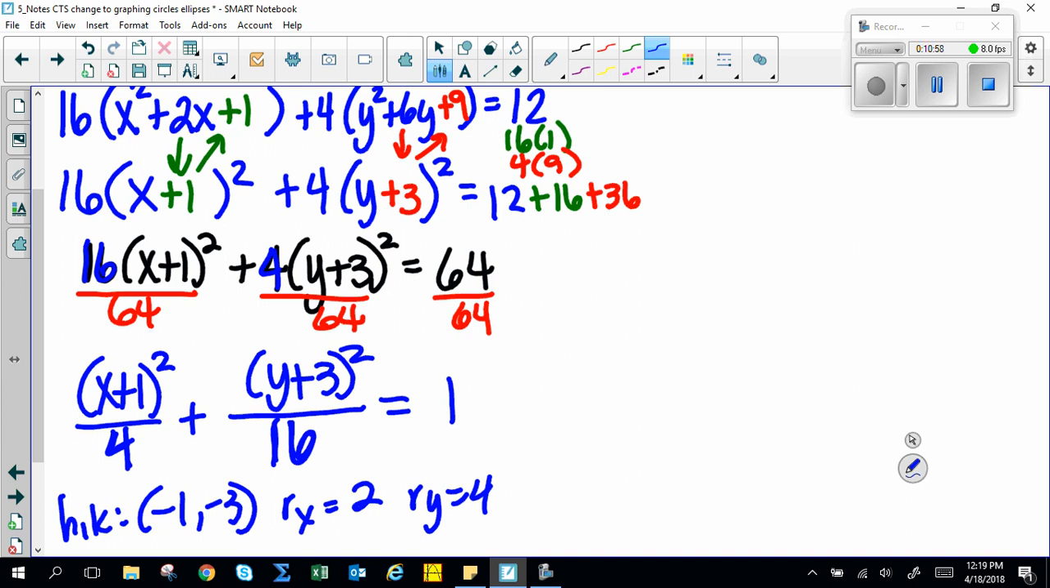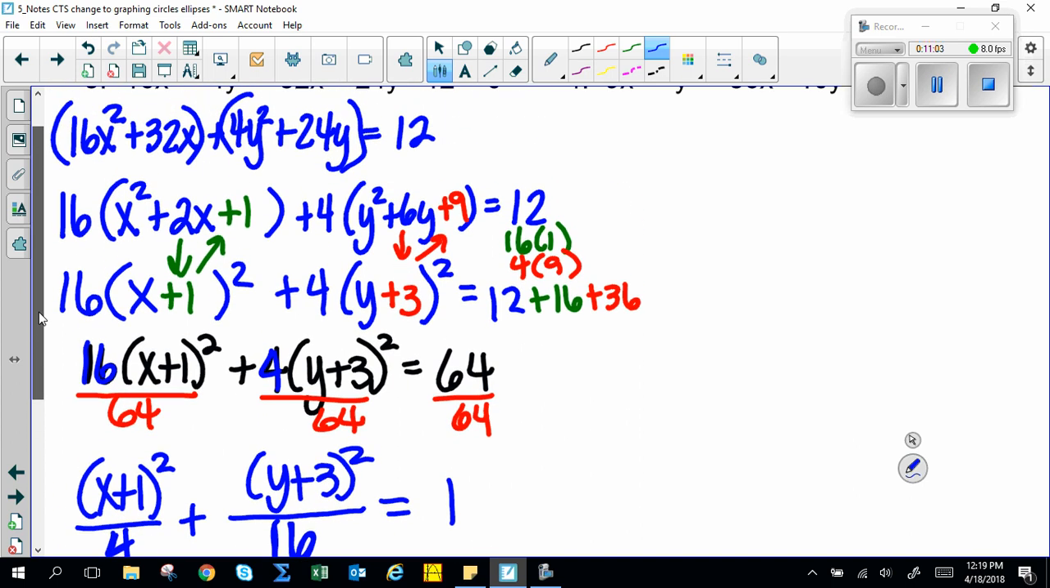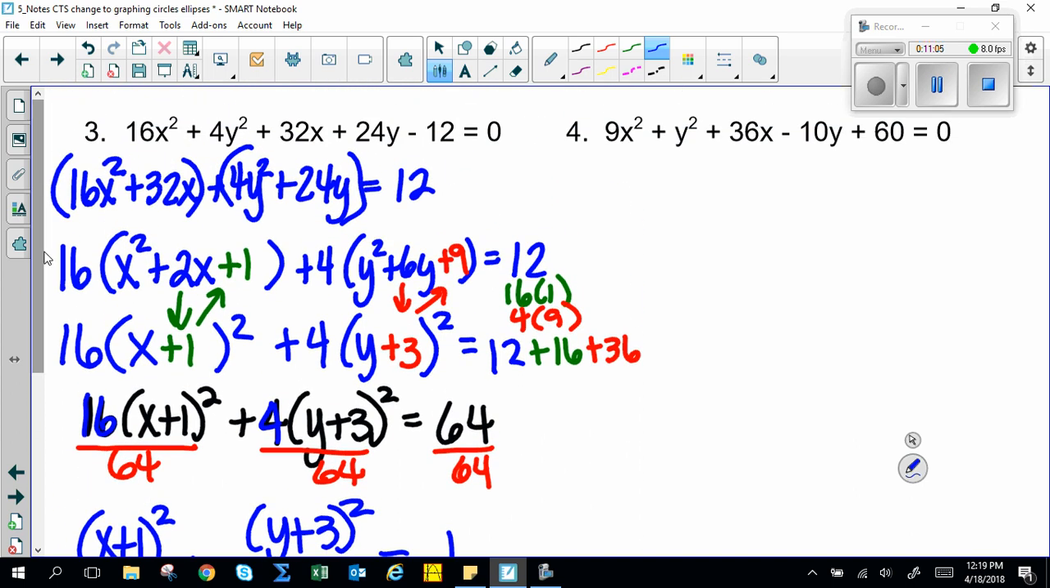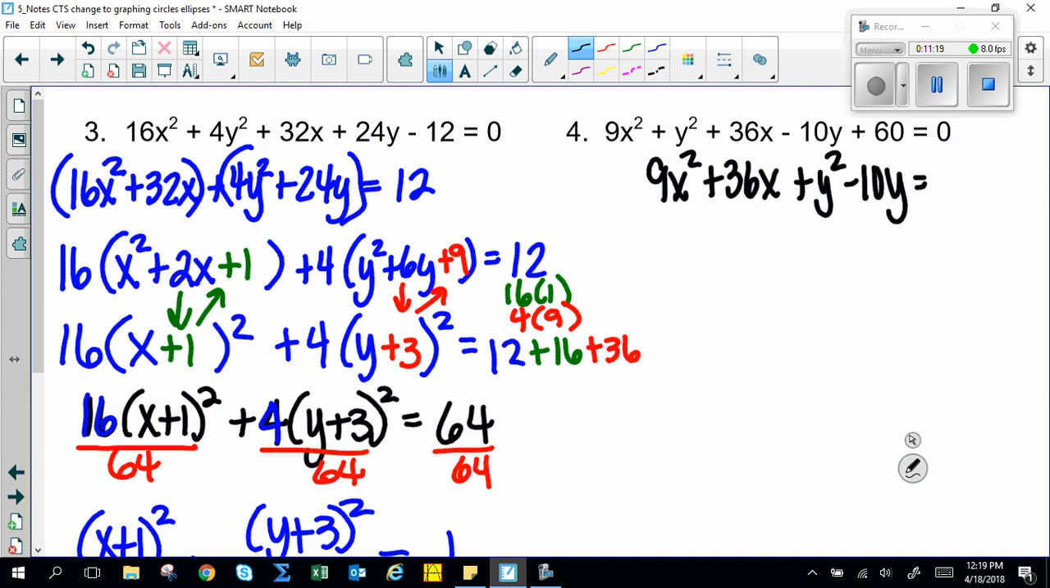Okay, last example. Let's see how we do with this last one. Tell me, what do I start by doing? Grouping your x's and grouping your y's. And I'm going to subtract 60 from both sides because I want the constant on the right-hand side.